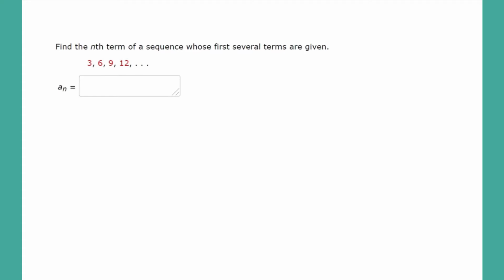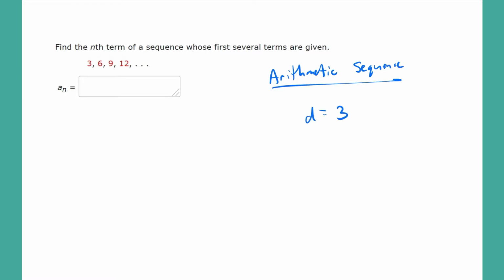The next one is asking us to find the nth term of a sequence whose first several terms are given. So let's see what we observe or notice about this sequence. It looks like it's increasing by 3 each time. Plus 3, plus 3, plus 3. That means it's an arithmetic sequence because it has a common difference. The common difference is denoted by d, and it's positive 3. The first term, notice, is a sub 1, which is also 3.